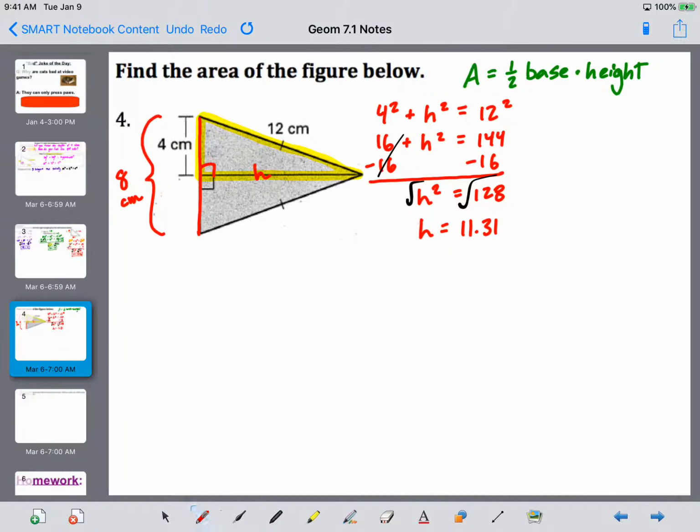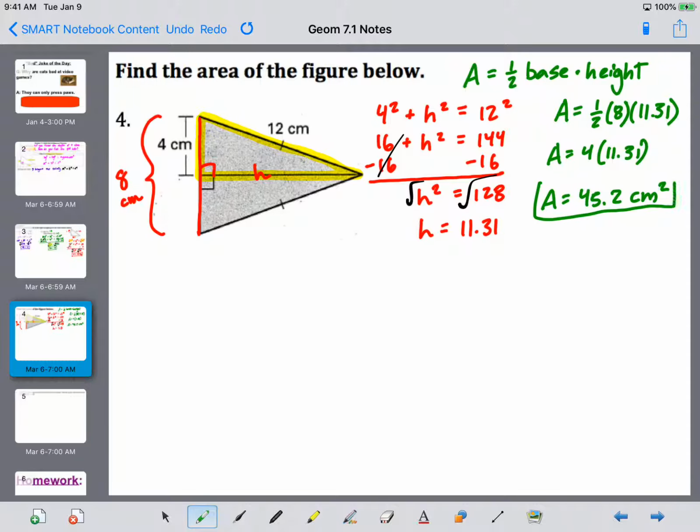All right, so now we have our height. Let's go ahead and calculate the area using that. So our area is 1/2 the base, which is 8, times the height, which we just calculated, is 11.31. So half of 8 is 4, times 11.31 is going to give you about 45.2 square centimeters. All right, so that would be the area of that triangle.